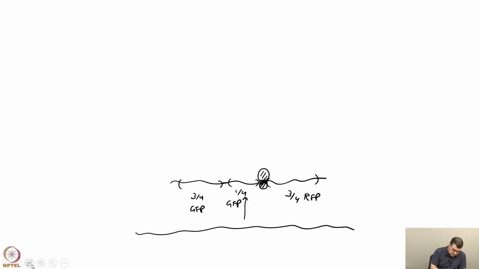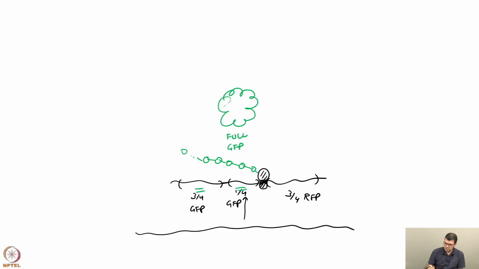As a result, now that the translation process has halted, this amino acid chain will now fold, because there is a long pause when the ribosome is not moving. But this 1/4 GFP will now work with the 3/4 GFP and form the fully folded GFP. So, this is full GFP, because this 1/4 is now working with this 3/4 GFP.